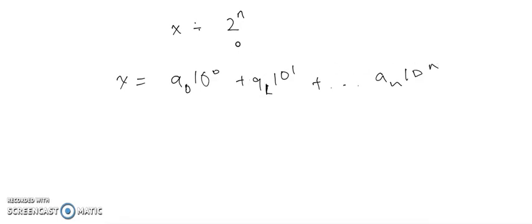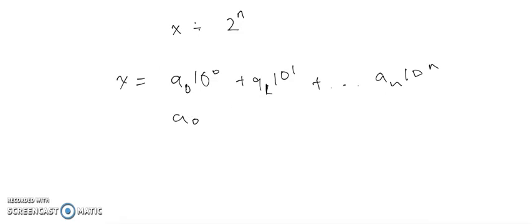So x can be written as a0 times 10 to the 0th plus a1 times 10 to the 1st, plus dot dot dot, all the way until an times 10 to the nth. Anyways, 2 to the nth, so let's say 2 to the 1st, 2 divides 10 to the first evenly. So if x were equal to 2 to the 1st, then all this would be equal to a0 times 10 to the 0th. That would be the remainder. However, that is not the case.